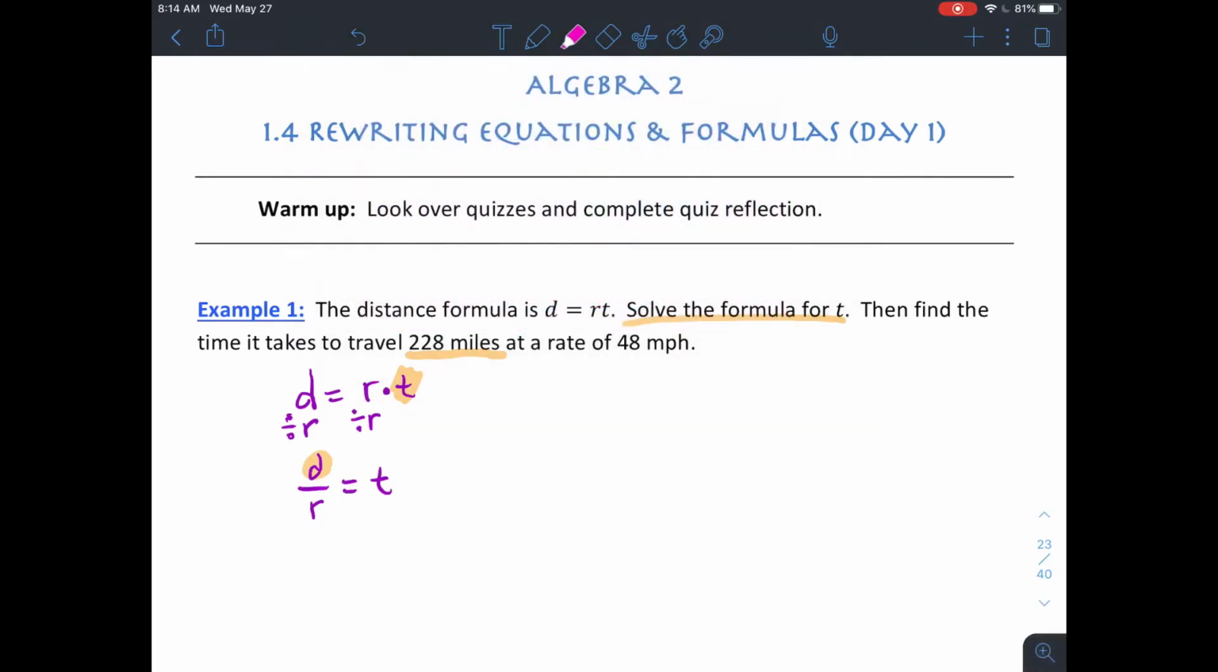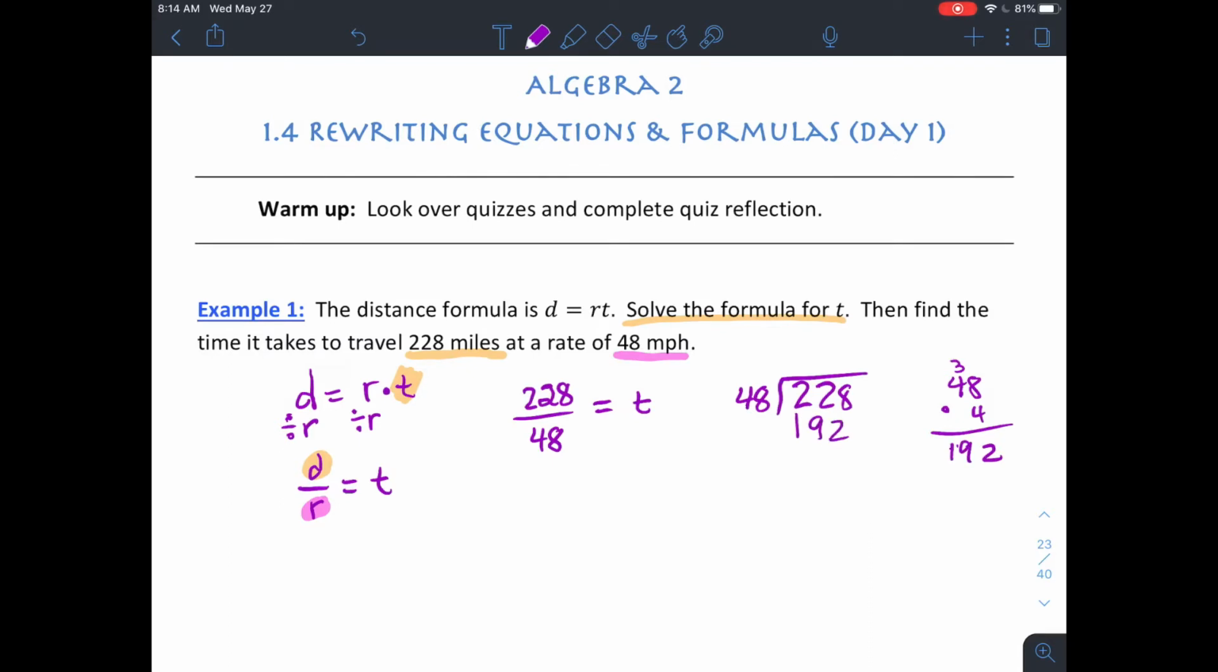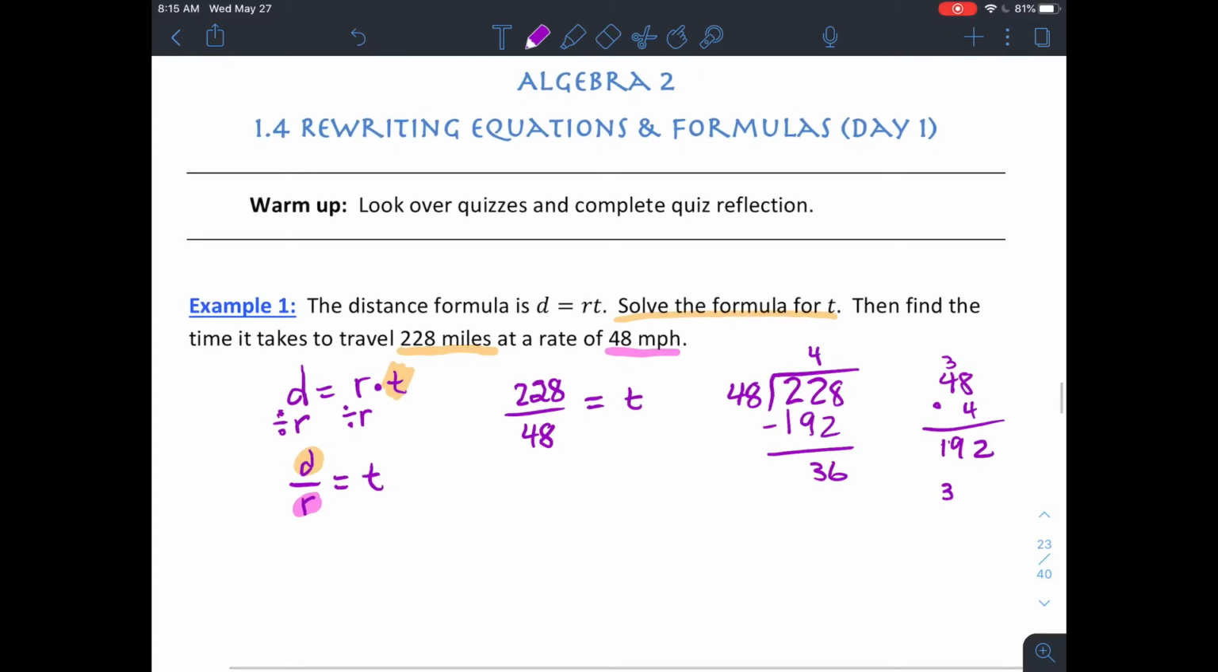Now, we know we're traveling 228 miles for our distance at a rate of 48 miles per hour. So if I plug those in, my time equals my distance divided by my rate. And then a little quick division here because we're practicing without a calculator. Let's see, it seems like maybe about 4 times 48 would get you 228 since it's almost 50. And then 36 left. Oh, 48 won't go in anymore, so we can just reduce 36 over 48 to 3 over 4. And our time is 4 3/4 hours.